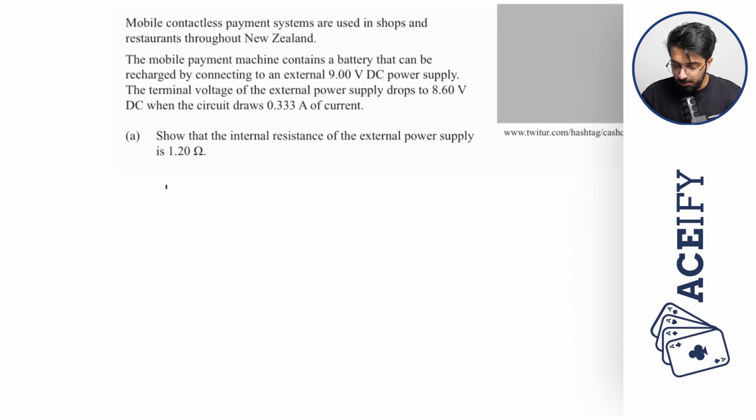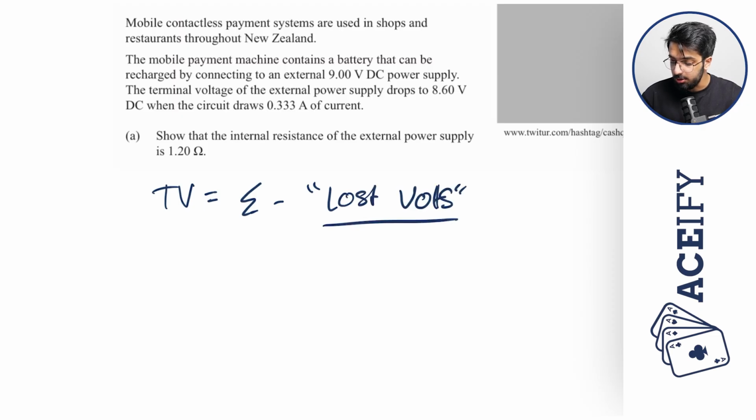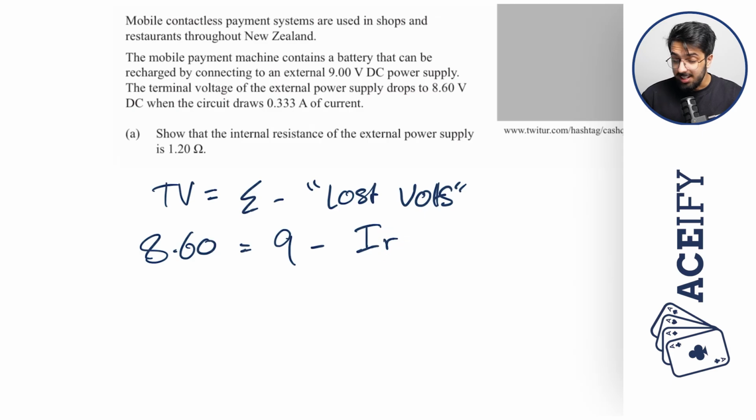Alright, so we know our terminal voltage is equal to our EMF minus our lost volts. And remember, our lost volts is the voltage drop due to our internal resistance. So we have a terminal voltage of 8.6, and that's equal to our 9 volts EMF minus our lost volts, which we can denote as Ir. Remember, little r is the internal resistance value, and that is what we're trying to find. And obviously, I is the current throughout the circuit.